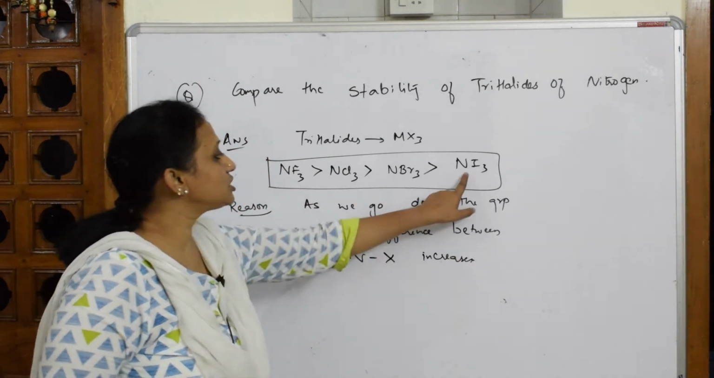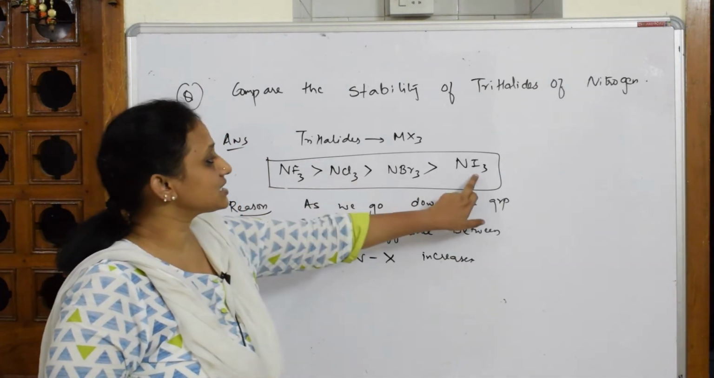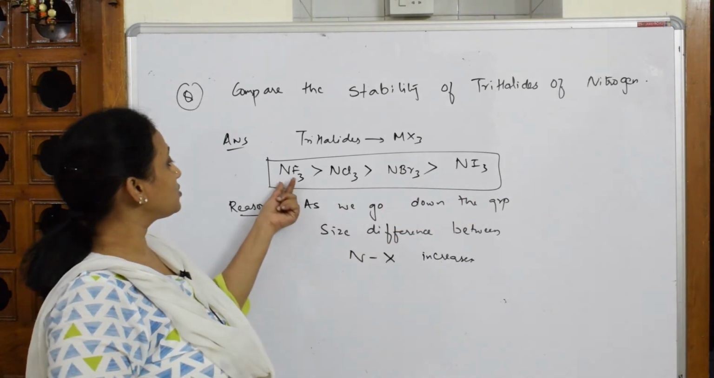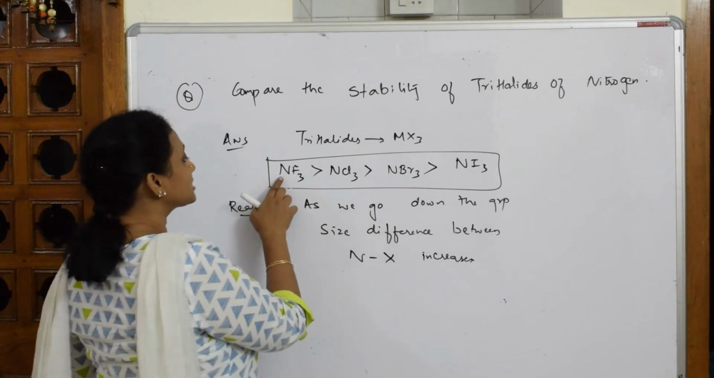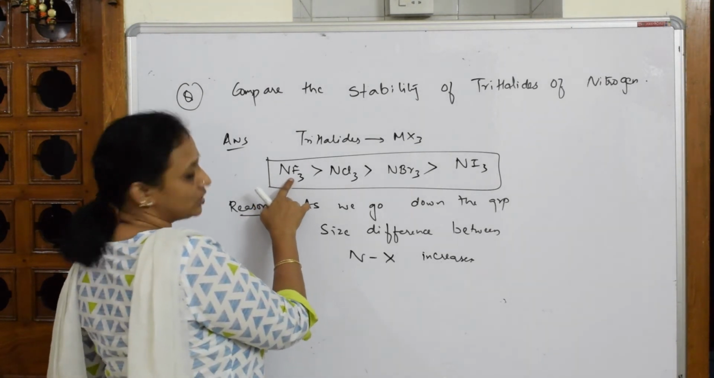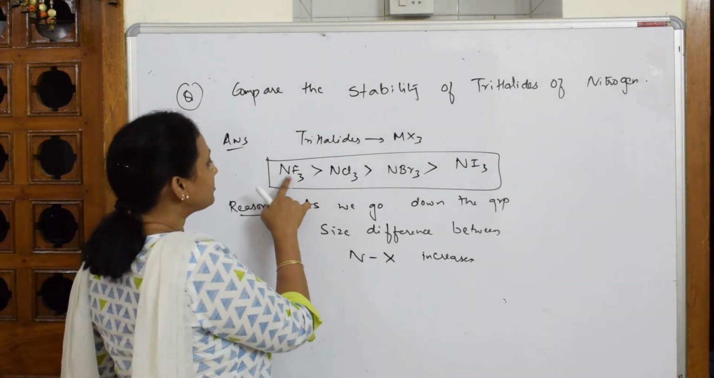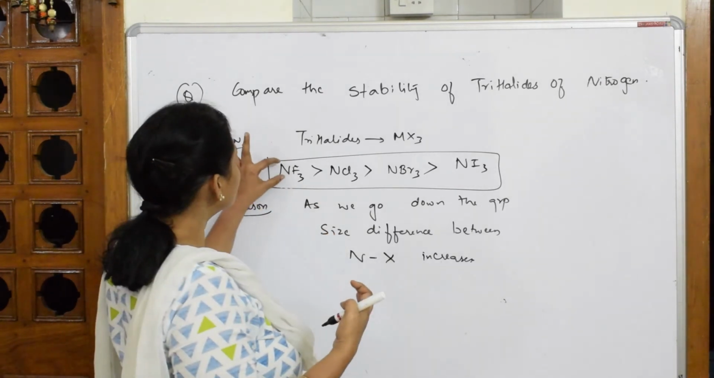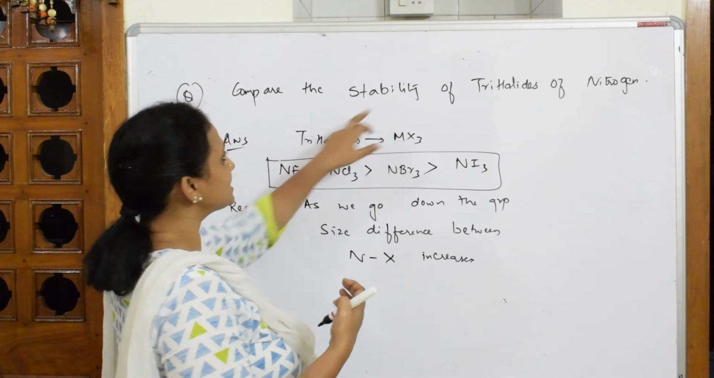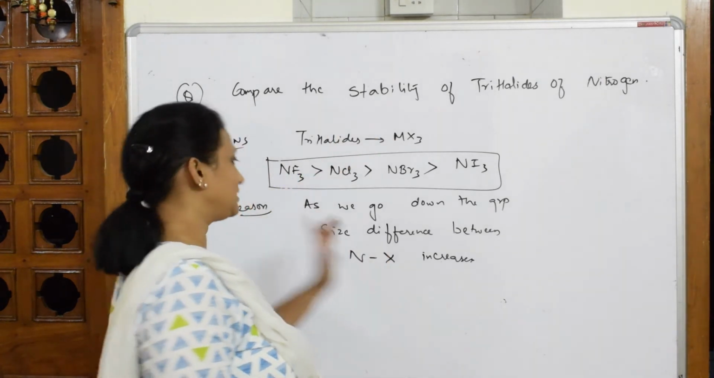Now I'll compare these two. Which is the larger size? This is the larger size halogen atom. This is the smaller size halogen atom. When the halogen atoms are smaller, what will happen to the attraction between this one and this one? Nitrogen is already highly electronegative. Apart from that, the attraction between these two will also be very strong. When the attractions are very strong, isn't it stable? Simple. Let's write that answer.